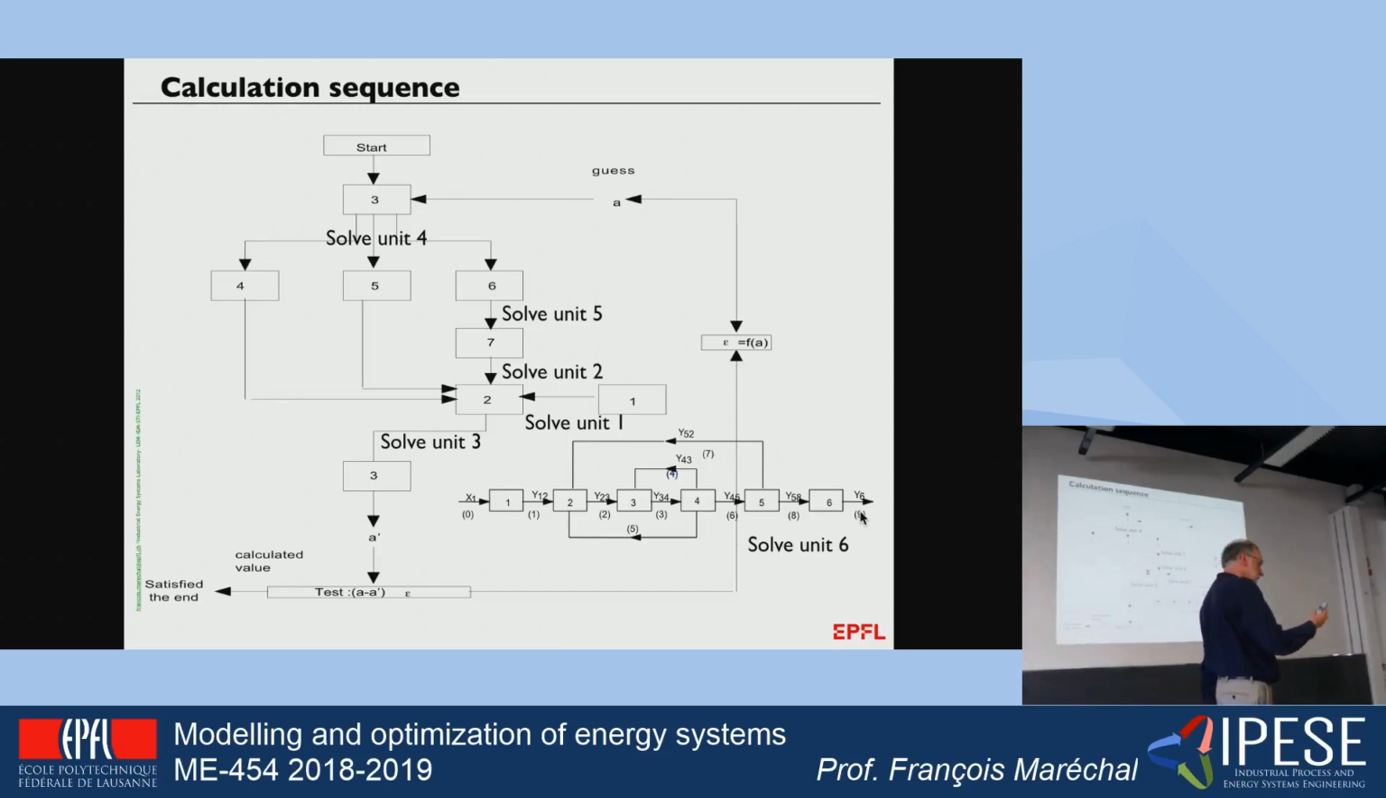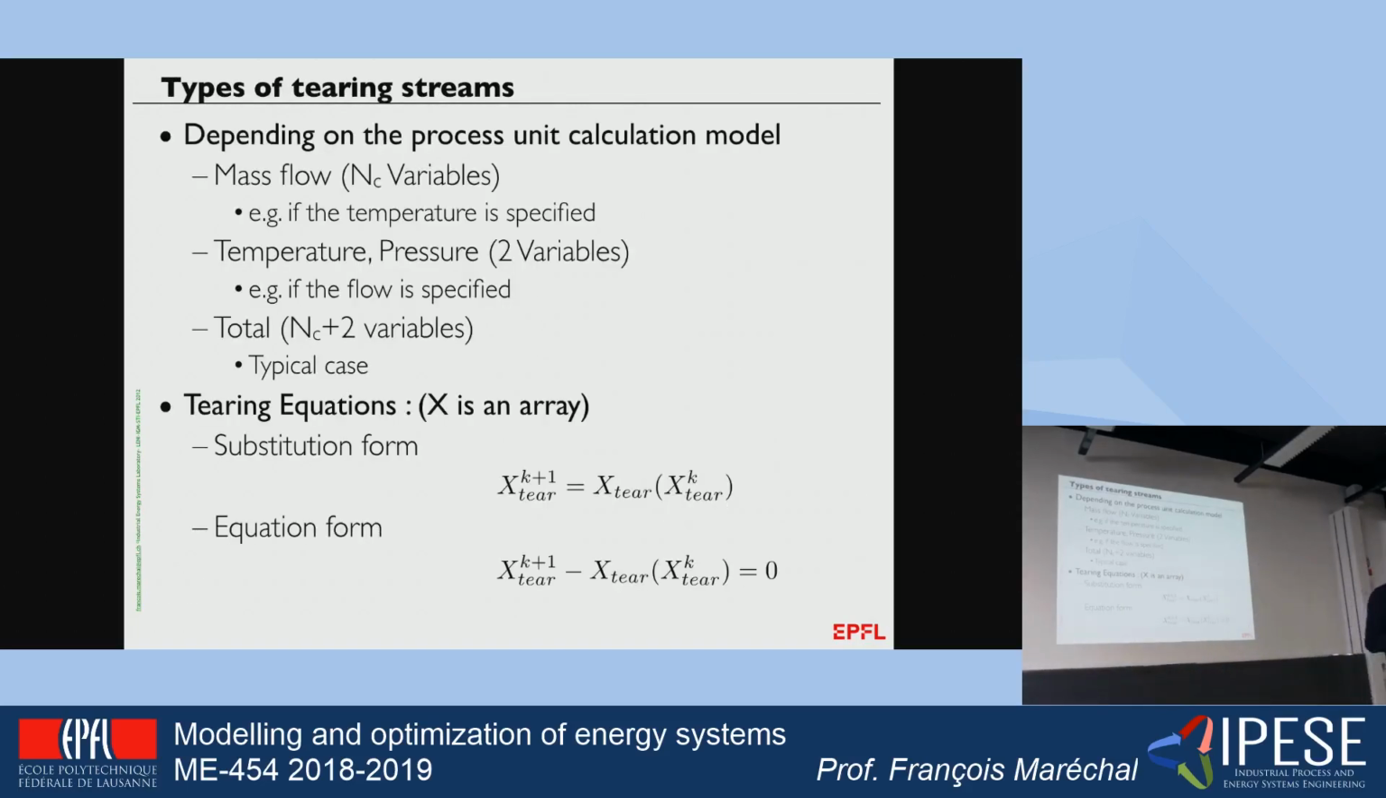Okay? So what I have identified here is a sequence that allows me to make the calculation of the list of units in an ordered way, that allows me to identify which one of the streams needs to be torn, so for which I have to make a guess of the value, and that will create a loop and an iterative process in such a way that I will at the end be able to calculate the whole system. Now the tearing can be done in different ways.